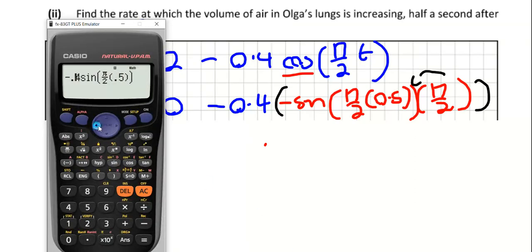So I'm going to do 0.4 multiplied by pi over 2. So I have to change that. Oh, I shouldn't have done that. Right. So I'm going to put a bracket here and a bracket there. And then I'm going to put the pi over 2 in here. Right. Shift pi over 2. Okay, that's complicated.